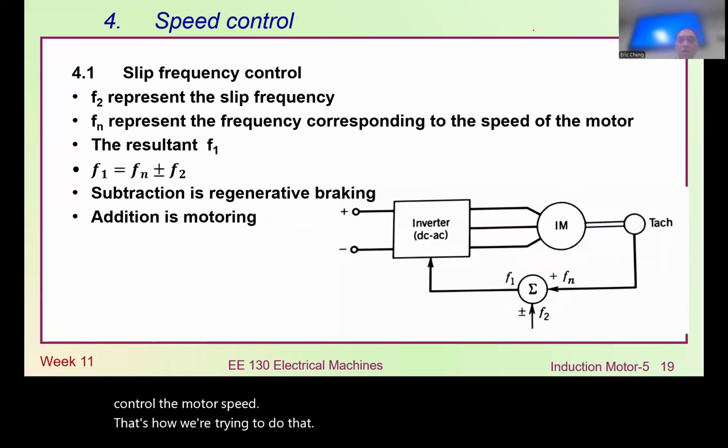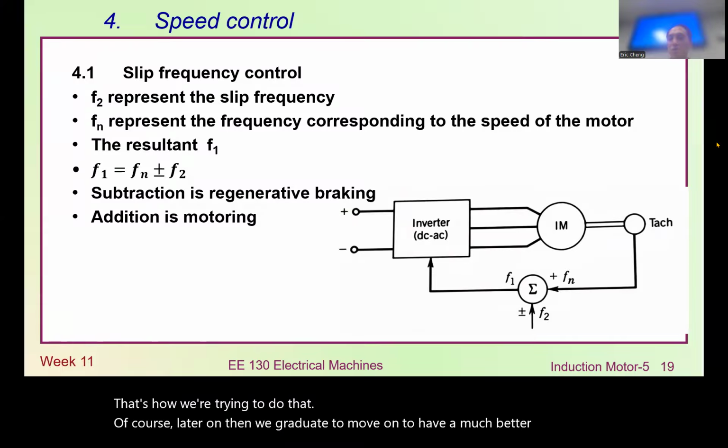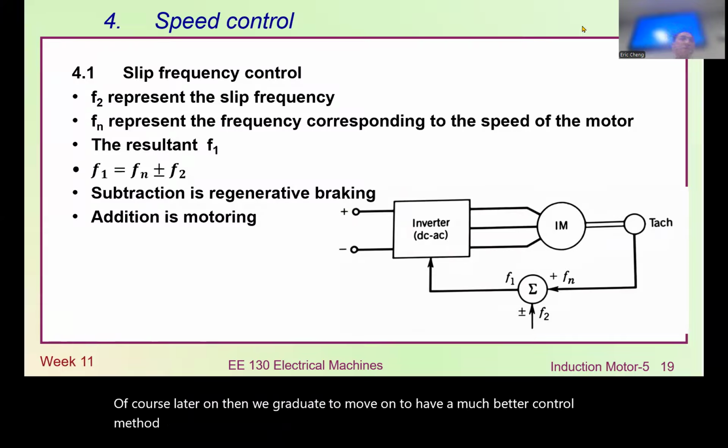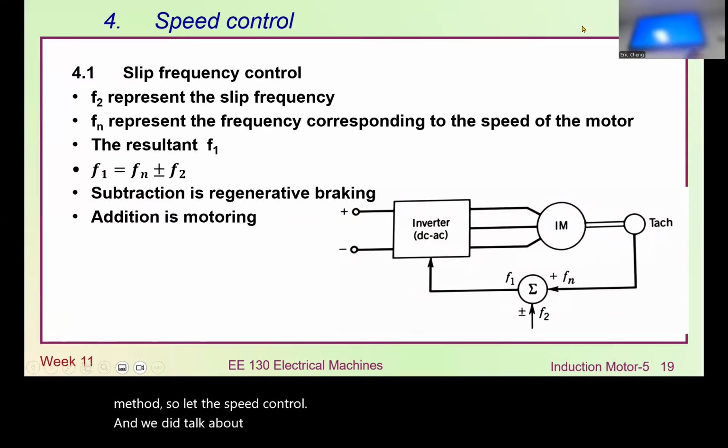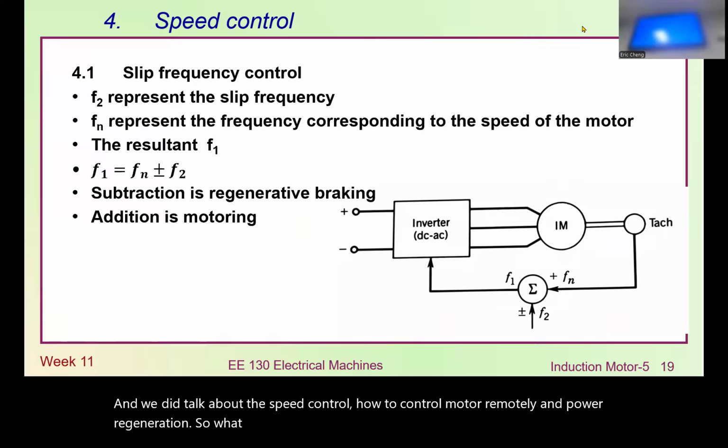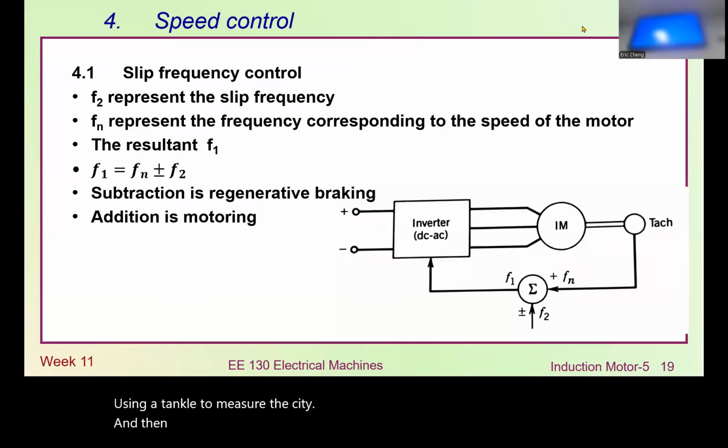But of course, later on, we gradually move on to have a much better control method, like the speed control. We did talk about how to control a motor in motoring and power regeneration. If we have a speed loop like that, using the tachometer to measure the speed, then we add the slip frequency from the motor circuit to the motor speed. This one adding this one will be the synchronous frequency.